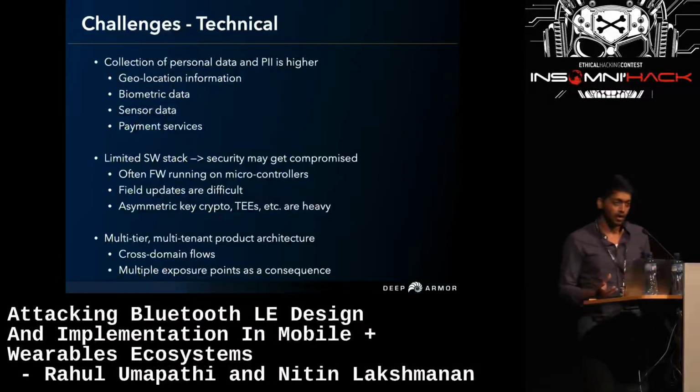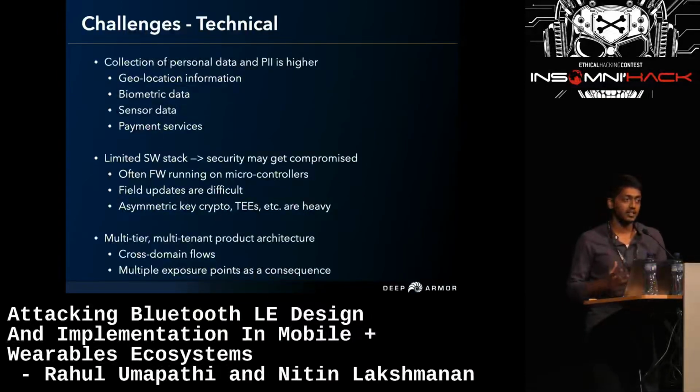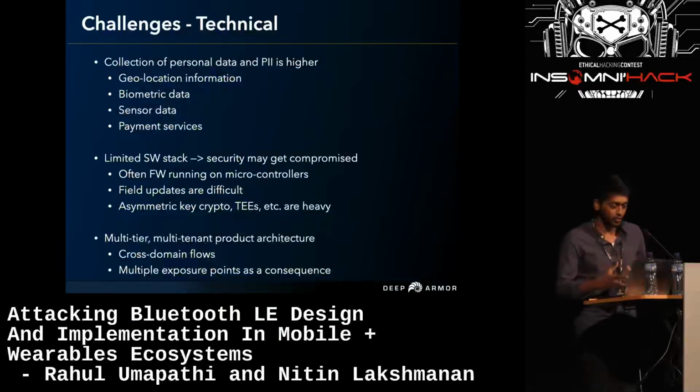And also in cryptography, if you want to implement asymmetric cryptography or have a trusted execution environment, these are going to be heavy on these devices. And the third one is the cloud, because they have multi-tenancy architecture. For example, if I'm the manufacturer of a device which is used by my competitors, say Nike and Adidas, I have to store both these customers' data in the same cloud. So this cross-domain flow will lead to multiple exposure points as a consequence. So these are some of the technical challenges.